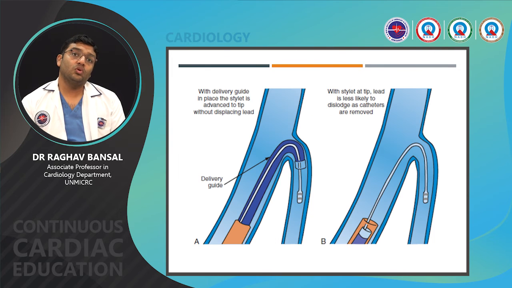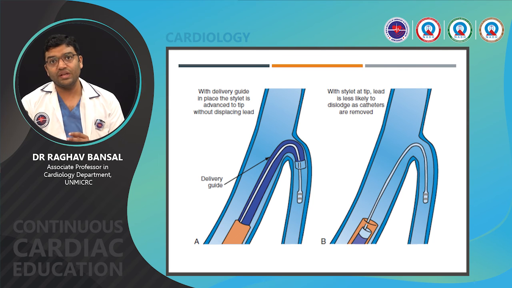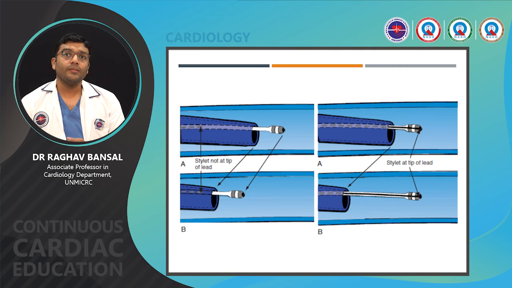To prevent CS lead dislodgement, step by step, remove the delivery guide first. If you have used delivery guides or vein selectors, first remove them before moving the CS sheaths, so that the lead is stabilized inside the vein with the CS sheath inside, and then only try to remove the CS sheath. You can also use a stylet at the tip of the lead so that the lead is stabilized and does not move inside the CS.